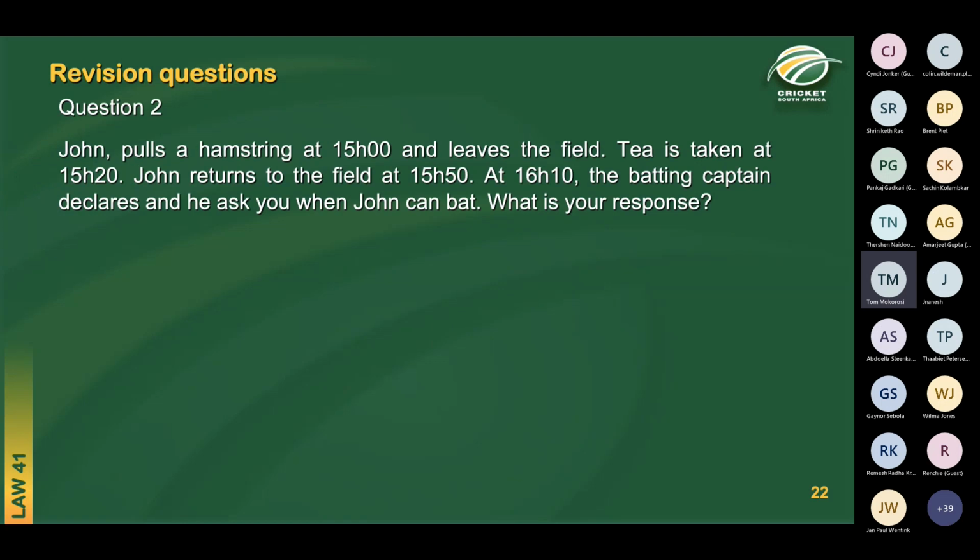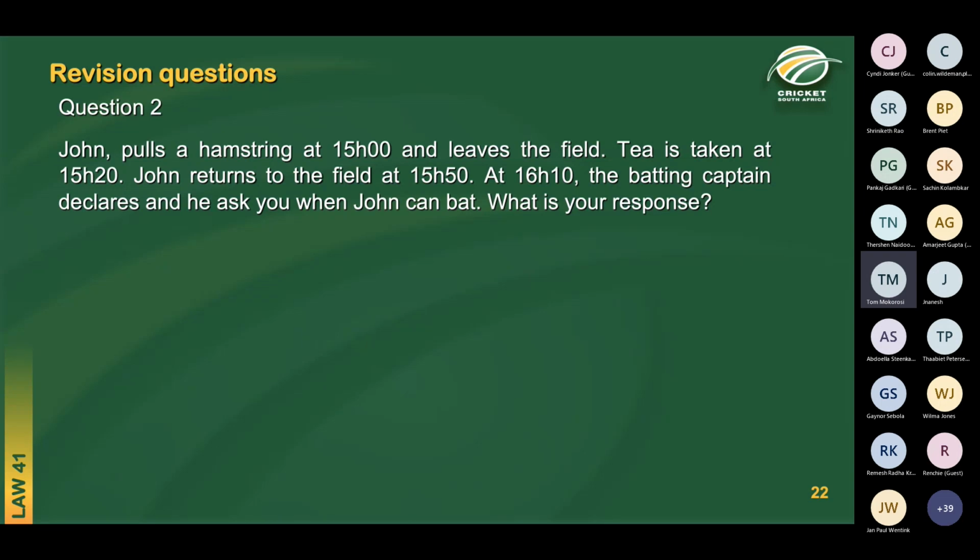Question 2. John pulls a hamstring at 15:00 hours. Once again, we don't need to know what time the match started. Tea is taken at 15:20. It doesn't say it here, but we know that tea is 20 minutes. Maybe just remember that for all of these questions.